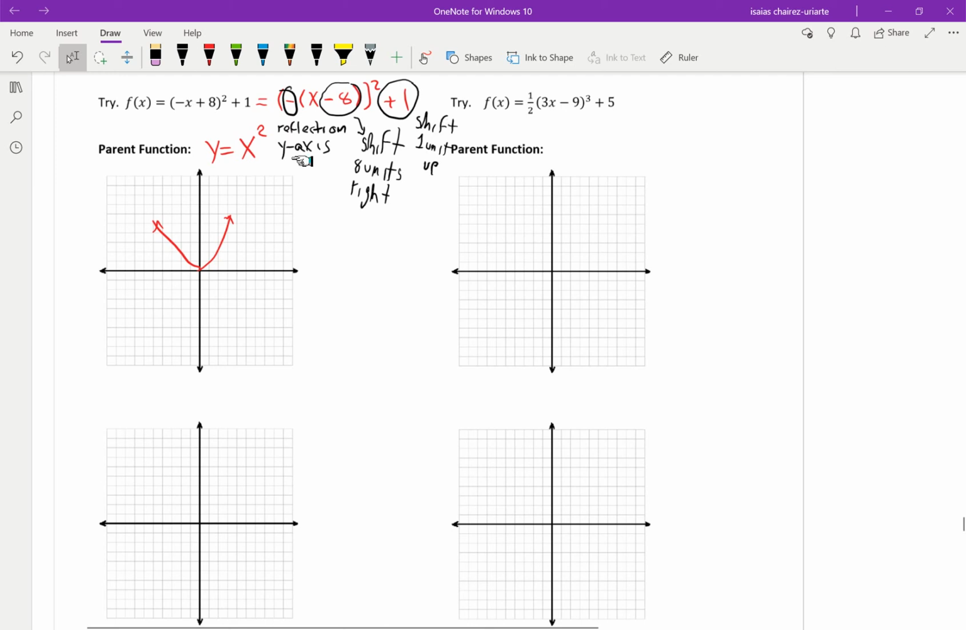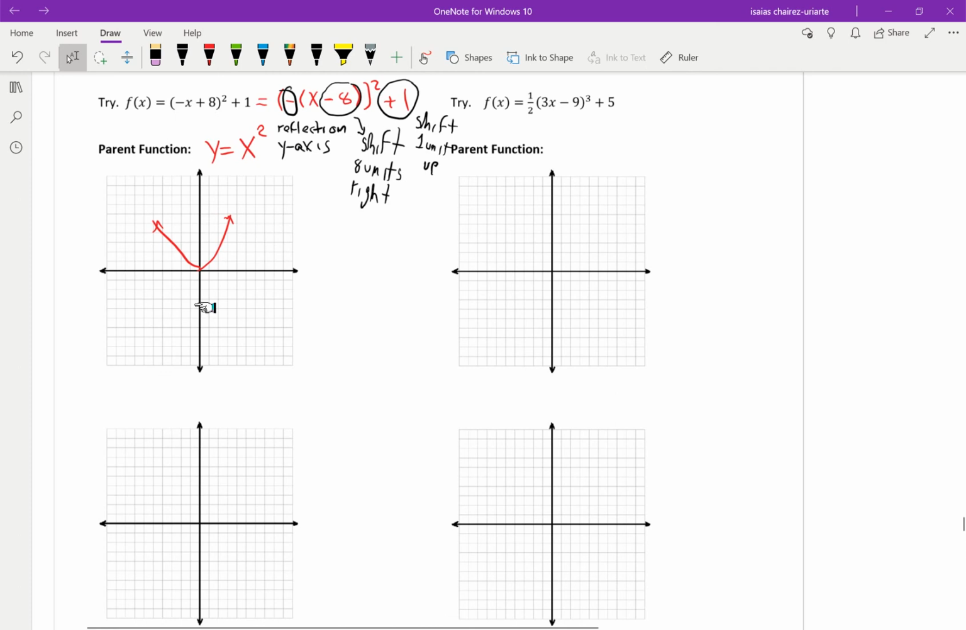Okay, so I have three transformations. I have a reflection on the y-axis, I have a shift 8 units to the right, and I have a shift 1 unit up. Okay, so let me apply them. Let me make my transformations, and remember, we want to take care of reflections first.